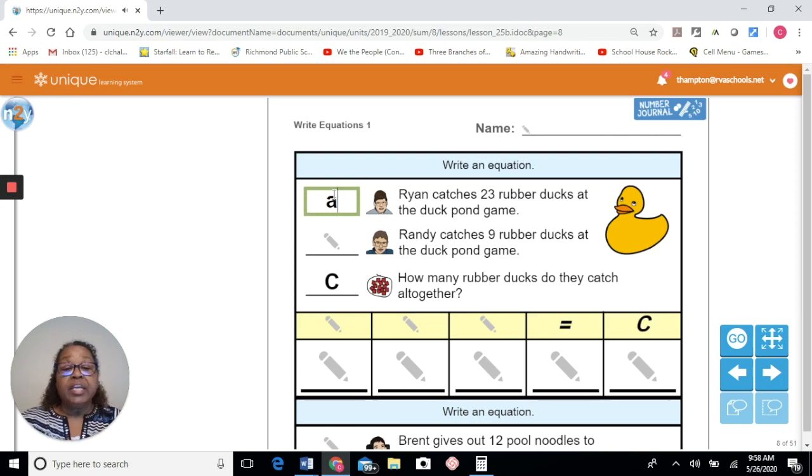So for our A, it is Ryan catches 23 rubber ducks at the duck pond game. You know that game. I played it. I never win. So Ryan catches 23 rubber ducks at the duck pond game. That's A. What's B?